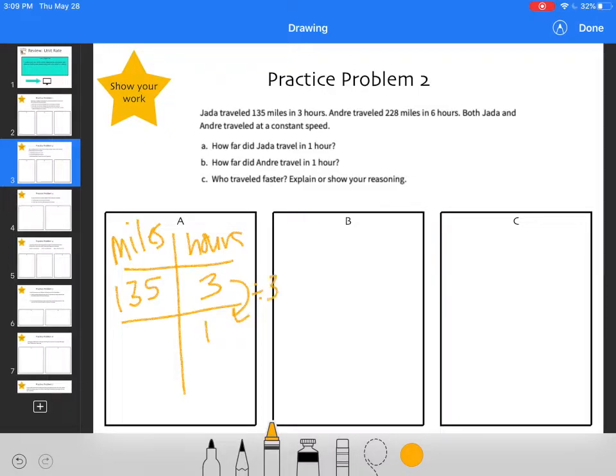So I'm going to divide by 3. I'm going to divide this side by 3. So I'm going to use my calculator. I'm not expecting you guys to do this in your head, even though it could show up on a calculator inactive part of a test. So that's 45 miles per hour. Okay, so she went 45 miles.